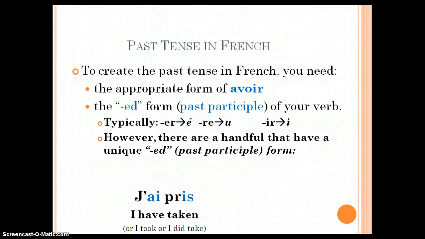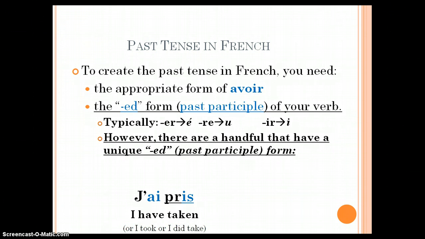J'ai pris. J'ai pris means I have taken. It can also mean I took or I did take. To create the past tense in French, le passé composé, you need your appropriate form of avoir, which we have, j'ai, and the ed form of the past participle of your verb. There are a handful of verbs, however, like prendre, that have their own unique ed form, or their own past participle form. Prendre is an irregular verb, therefore it's unique, and goes simply from prendre to pris.